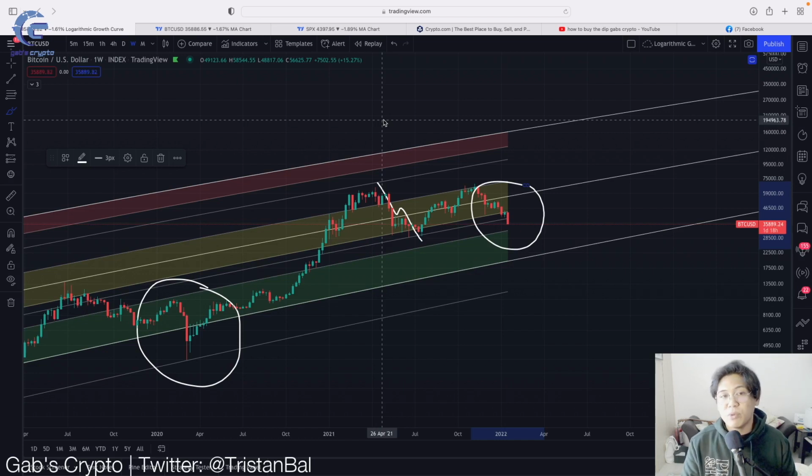So ayun guys, hopefully nabigyan kayo ng insight dito sa mga latest analysis natin, especially on how the Bitcoin price is currently breaking the market structure, as well as the logarithmic growth curve, and with the stock market price action, especially with its latest stock market crash.